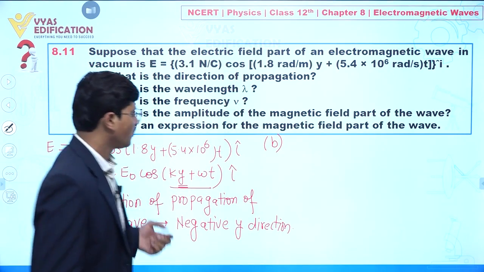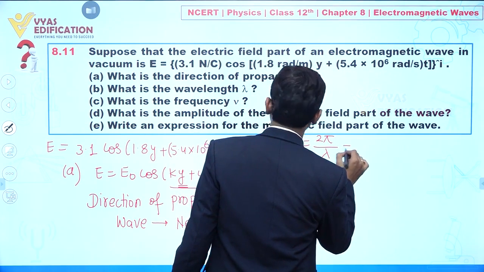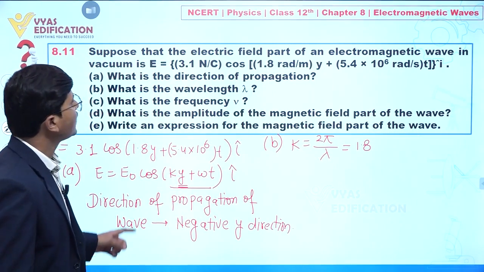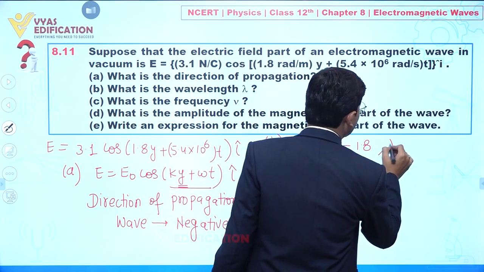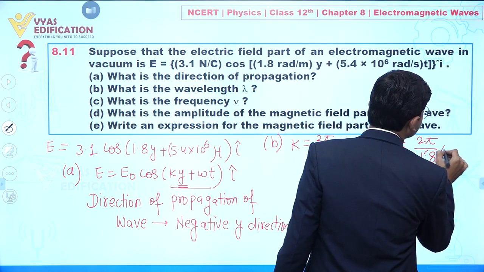If you compare, the value of k is equal to what? We know this is the wave number, 2 pi by lambda, and it is given as 1.8 radian per meter. So from here we can find the value of lambda. This is equal to 2 pi by 1.8. We can say this is 10 by 9.